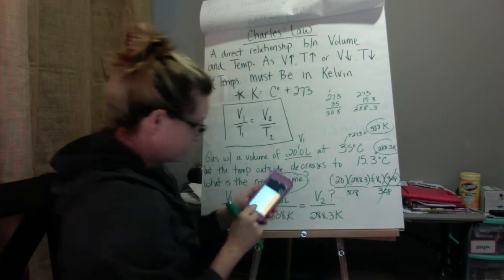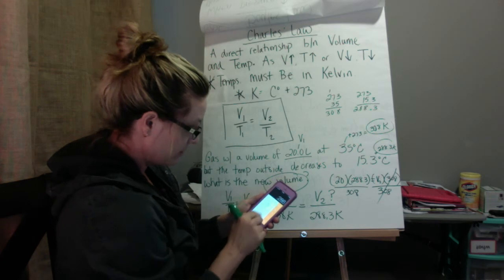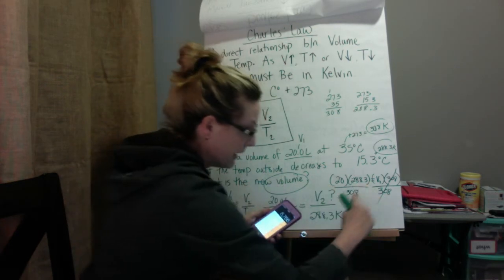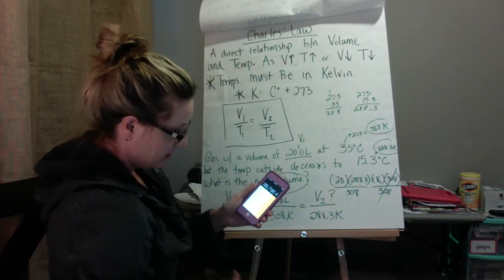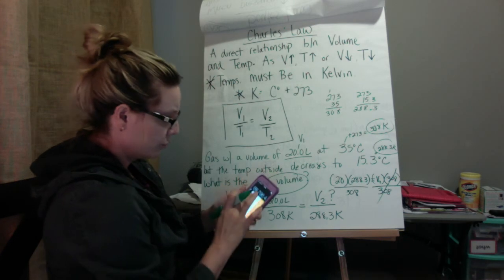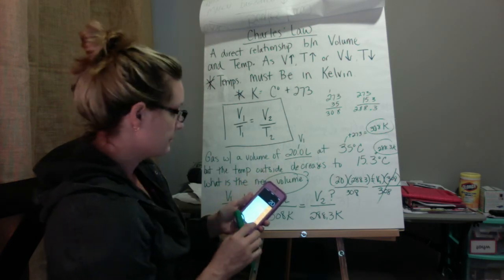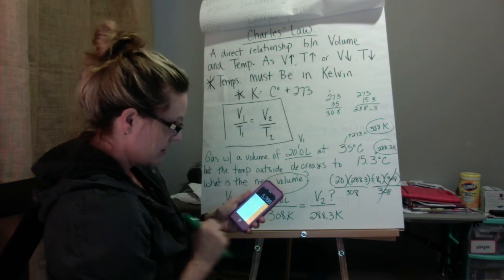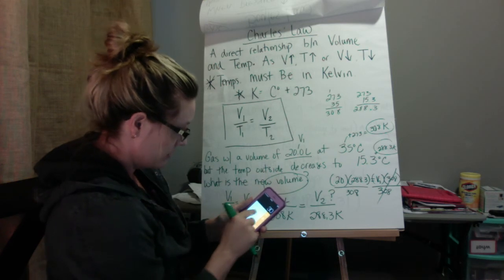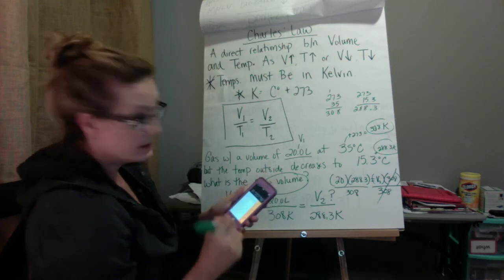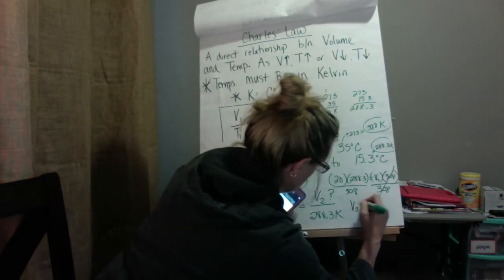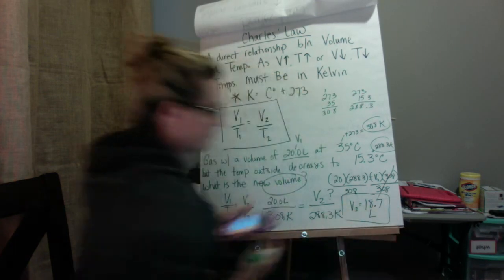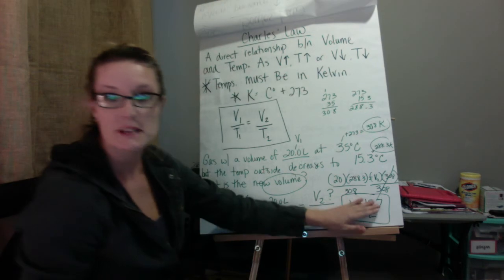So I'm going to multiply these two first. 20 times 288.3. I'm going to hit the equal sign, and then I'm just going to go ahead and divide. Divided by 308. And I get a crazy big number. Let me check that out again. 20 times 288.3 divided by 308. Oh yeah, I did something wrong. So my answer is, my new volume is 18.7 liters. Right? My new volume is 18.7 liters.